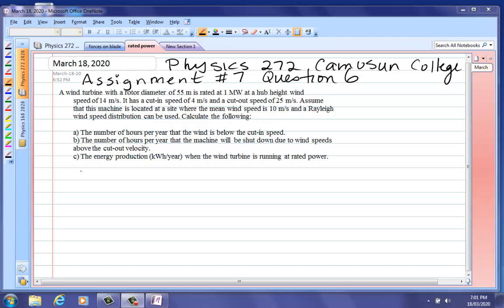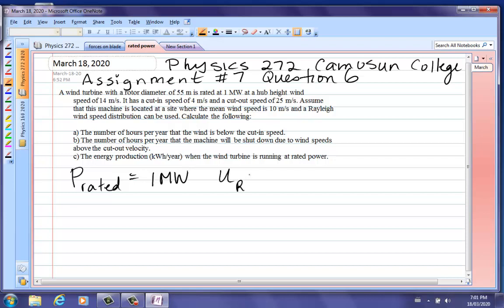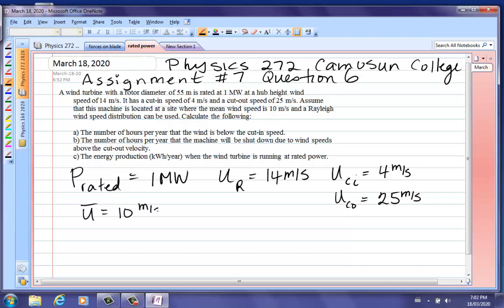Rated at 1 megawatt, so the rated power, P rated, is 1 megawatt. And its rated wind speed, so that's U R, 14 meters per second. Cut in speed, U CI, is 4, and cut out, U CO, is 25. And we have a Rayleigh distribution with a mean wind speed, so that's U bar, of 10 meters per second.